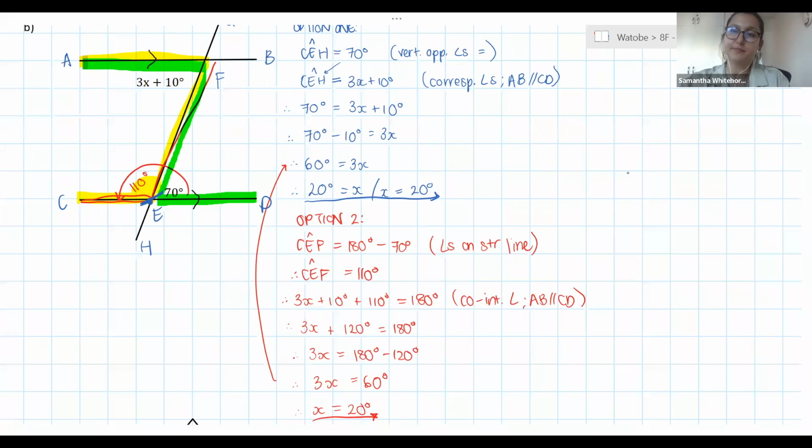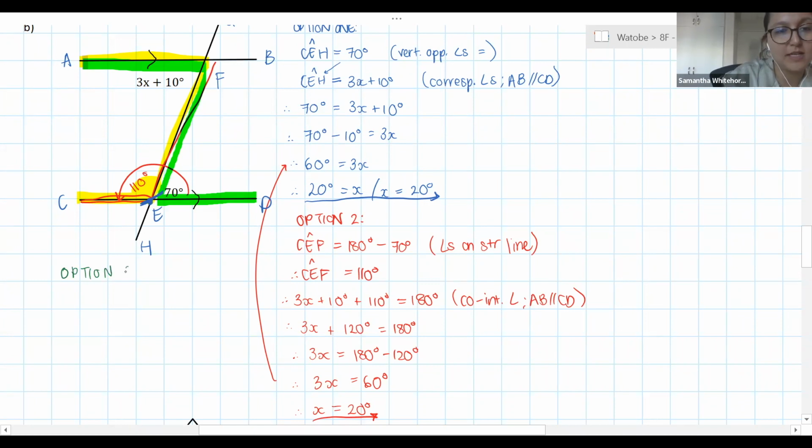Bontle? Hi, ma'am. Alternate angles are equal. Okay, cool. So do you want to try set up an equation for me here? No, ma'am. Okay, fair enough.